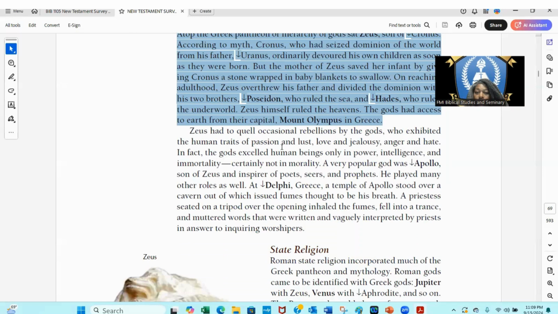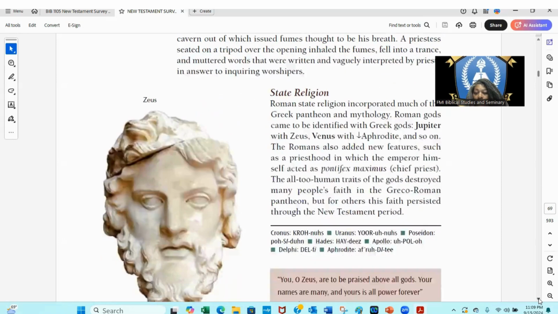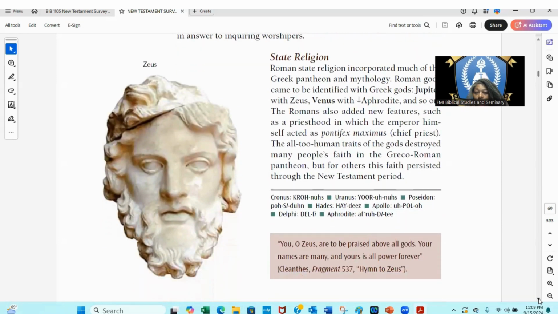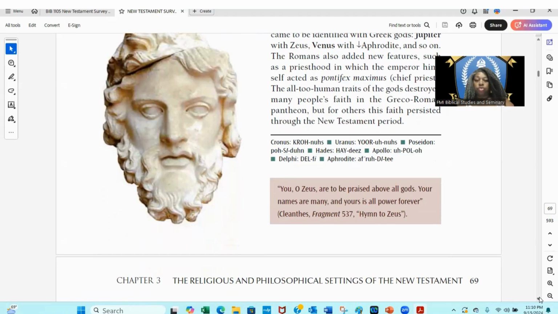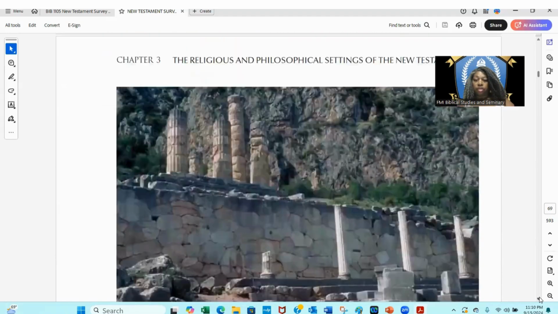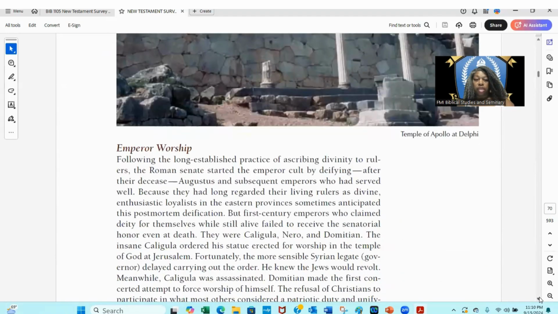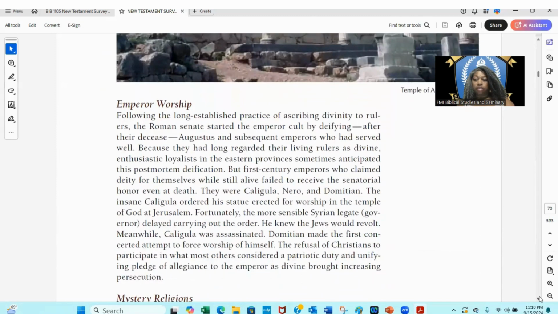They said that Zeus had human traits of passion and love, hate, jealousy, and that the gods excel human beings only in power. So some of this I don't really get caught up in too much, but you are free to teach on what part you would like to teach on. So it's a lot here, but we're not going to go into it too much.